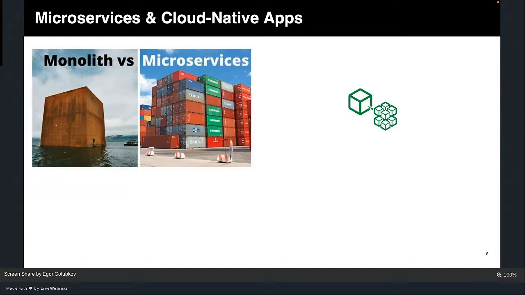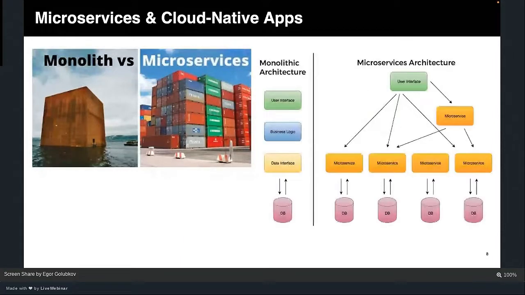So with a monolith, we do not have this modularity, and this is why we have, on the other side, microservices. So microservices are smaller services like Lego blocks within a larger architecture. So in the case of having a shopping cart, you might have a cart service, a shipping service, and a payment service.